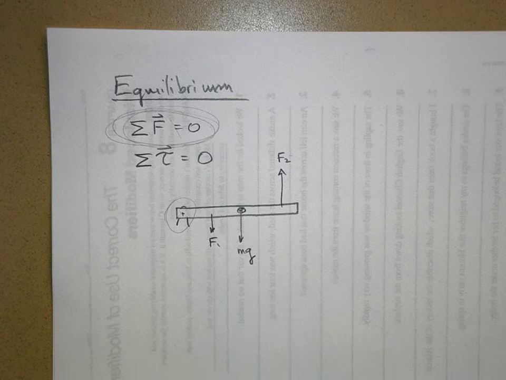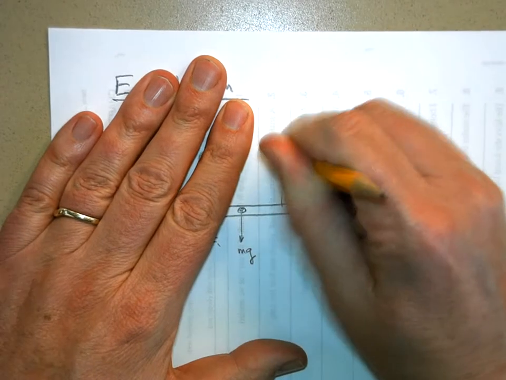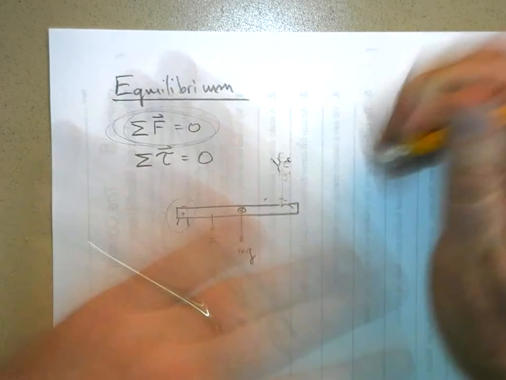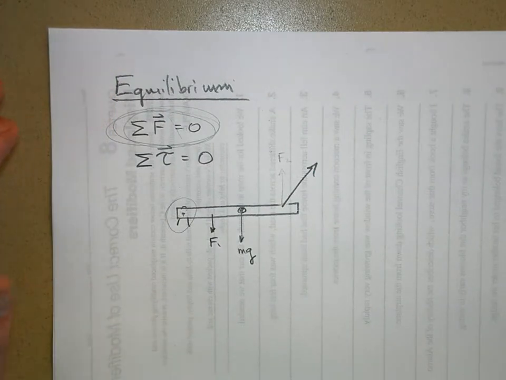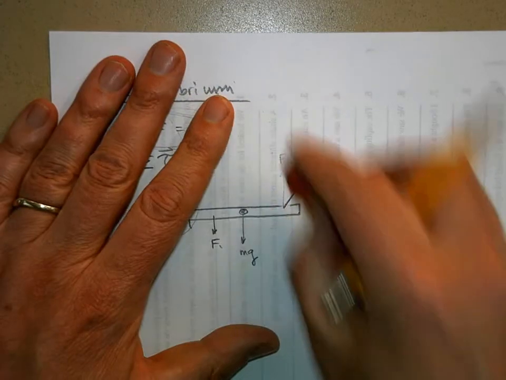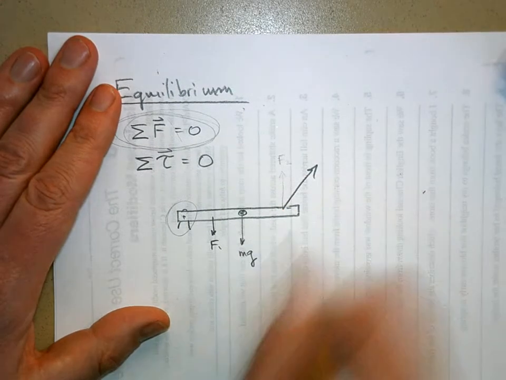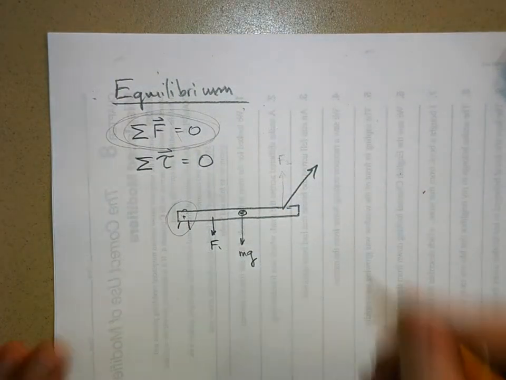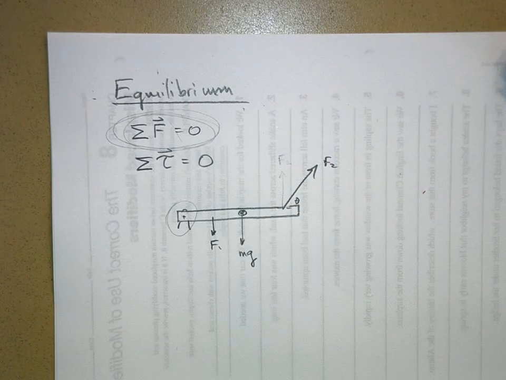And, oh, you know what? Hold on. Just to make it a little bit more interesting, we'll make this at an angle like that. There you go. That's better. Come on, this is AP physics. We gotta make it hard. All right, so this is F2, and F2 has a certain angle, theta, and so on.